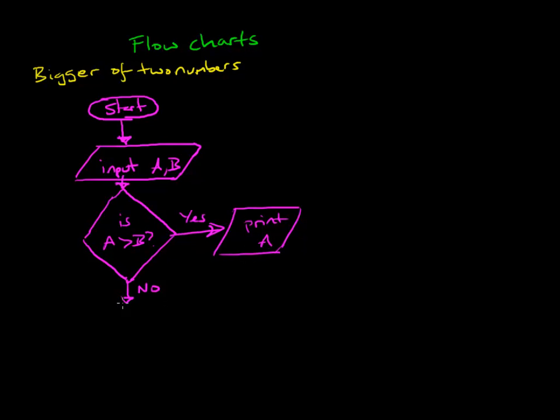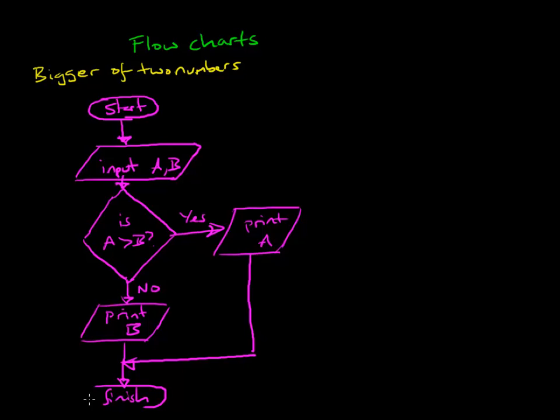And that's an input and output. And for the no, that means that B must be bigger or it's going to be the same. And so I'll print B, input, output. And now I connect these back together, so show the flow, and then finally finish my program, or end. And so that there will find the bigger of two numbers and print on the screen. That's the flow diagram to do that.